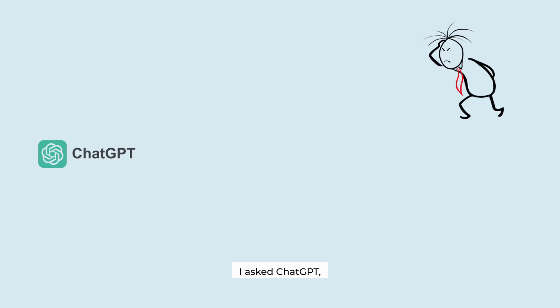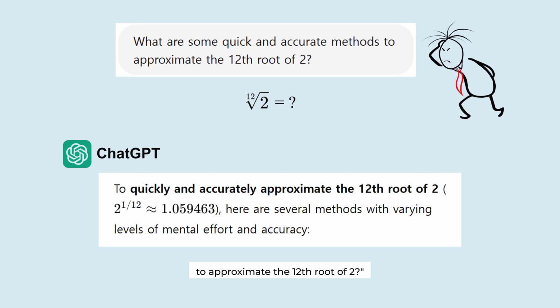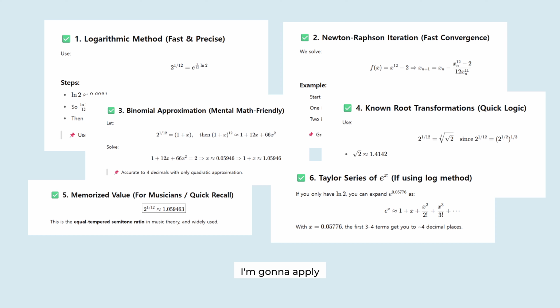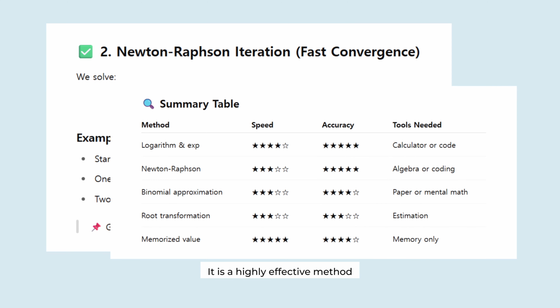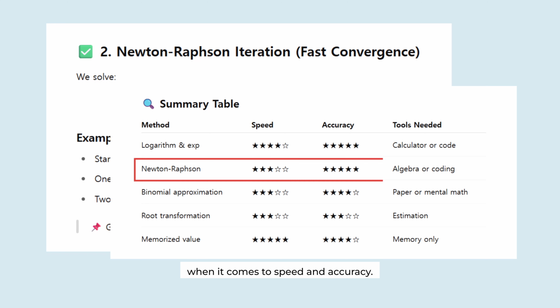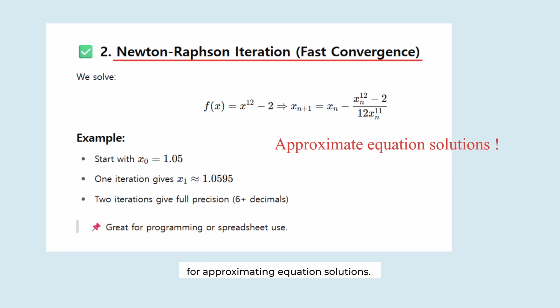I asked ChatGPT what are some quick and accurate methods to approximate the 12th root of 2. To quickly and accurately approximate the 12th root of 2, here are several methods with varying levels of mental effort and accuracy. Among these methods, I'm going to apply the Newton-Raphson method. It is a highly effective method when it comes to speed and accuracy. Let's travel into the tricks for approximating equation solutions.